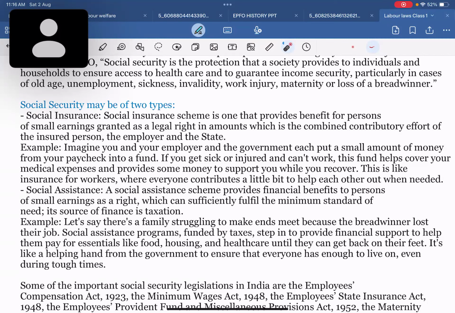You are educated people. You should have tried this. And so social insurance scheme is one that provides benefit for persons of small earnings as a legal right, in amounts which is the combined contributory effort of the insured person, the employer and the state.